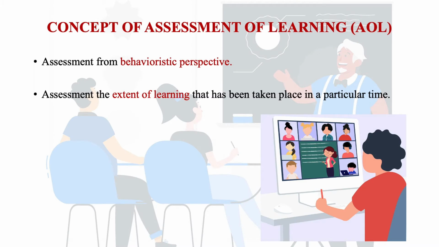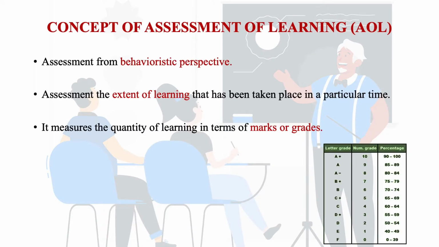That means we are just going to assess the quantum of learning that the learners have achieved, that the learners have attained. Assessment of learning also assesses the extent of learning that has taken place in a particular time. That particular time may be a term, a semester, or a year. So within the year or semester, what is the extent of learning, what is the quantum of learning? Whether the learners have achieved most of the instructional objectives or not, whether they have achieved the minimum level of learning in a particular subject or not. That we do through these practices of assessment of learning, AOL.